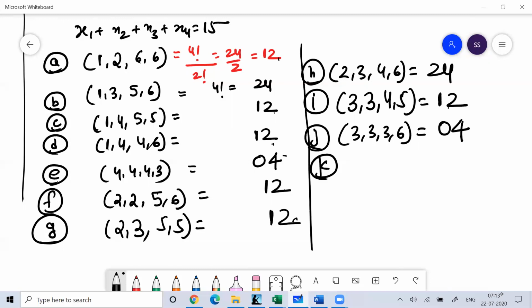Okay, one minute, just confirm this. This is 4 factorial by 2 factorial, 24 by 2, 12. And this is 24. Then this is 12, then 12, then 4 factorial by 3 factorial, that is 4. This is 12, 12, then 24, 12, then 4. So one case I'm missing here.